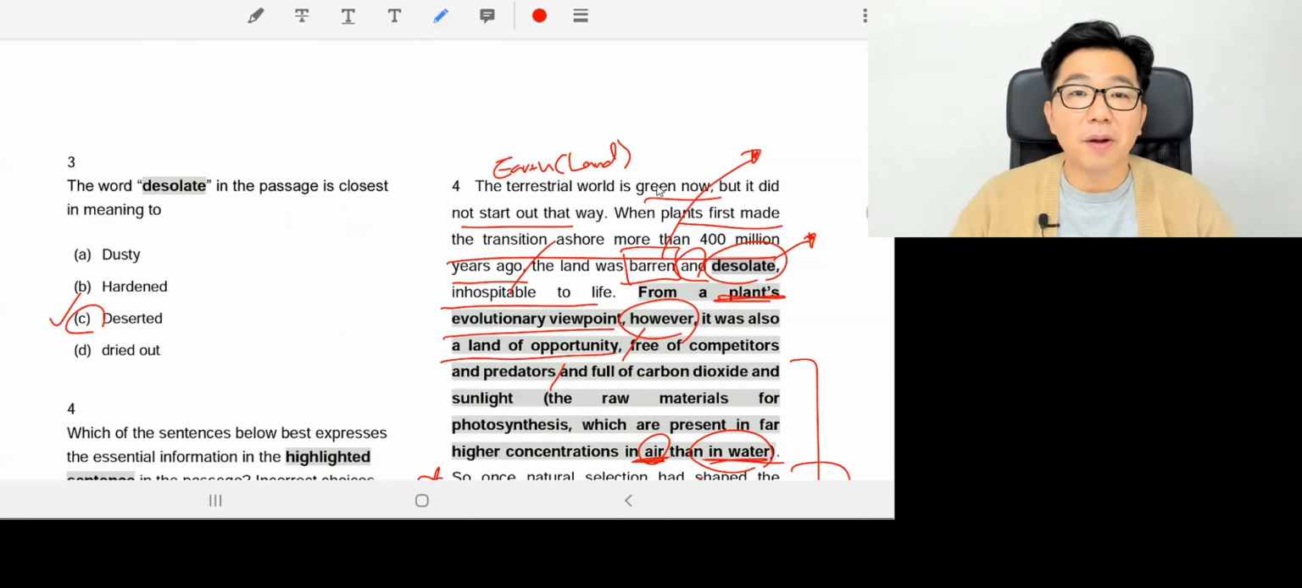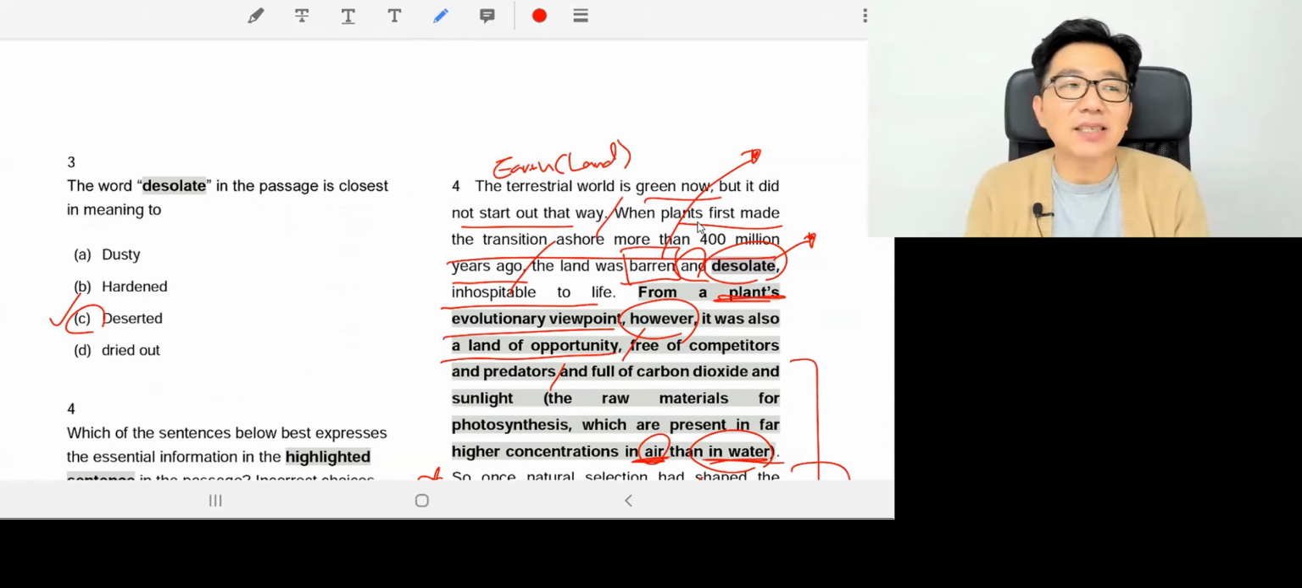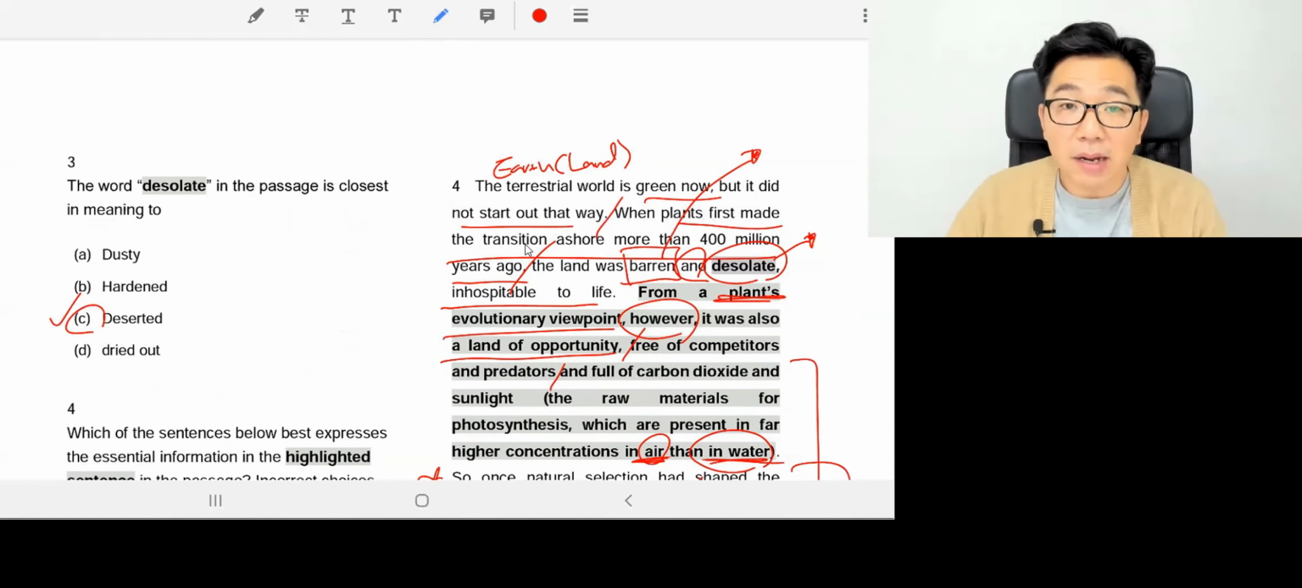The terrestrial world is green now, but it did not start out that way. So when plants first made the transition ashore, off the water to land, more than 400 million years ago, the land was barren and desolate, inhospitable to life. Plants here means land plants, as we know now. So there was nothing there.